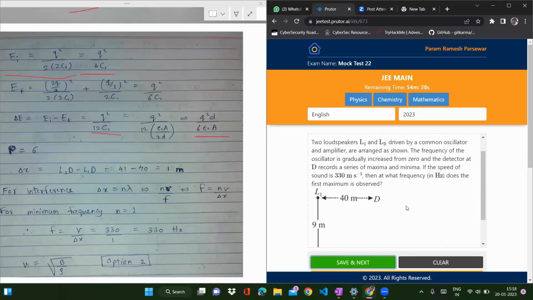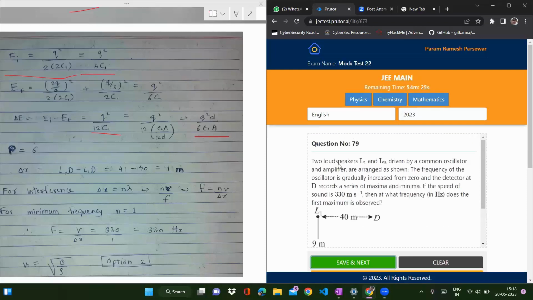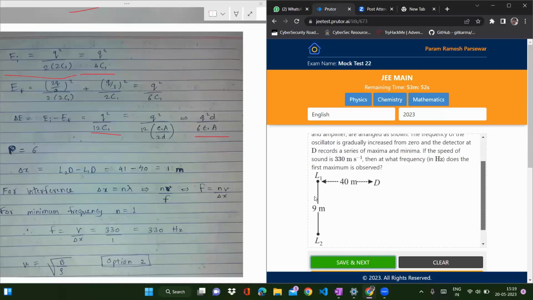So it is a question of interference of the sound waves, and as we know, for interference we need the two coherent sources for the interference to occur in the sound waves. So for coherence, we are given that a common oscillator and amplifier will be generating these sound waves, and the speakers driven by that oscillator, L1 and L2, are these loudspeakers.